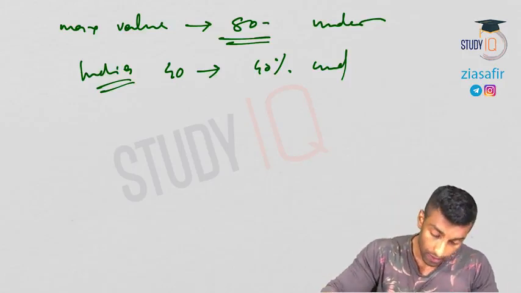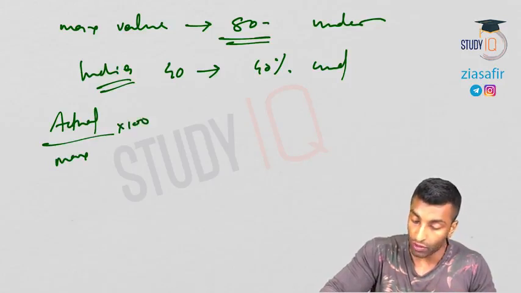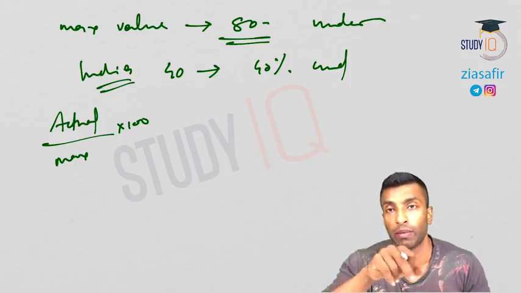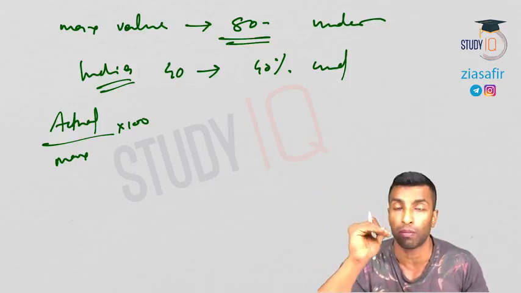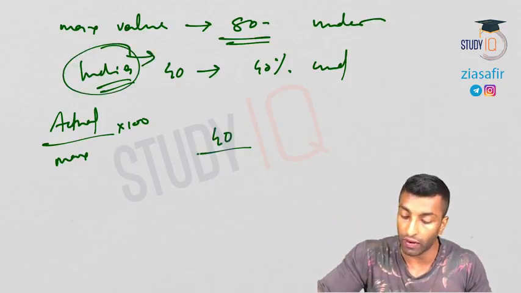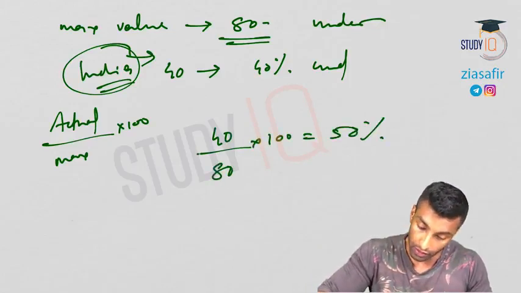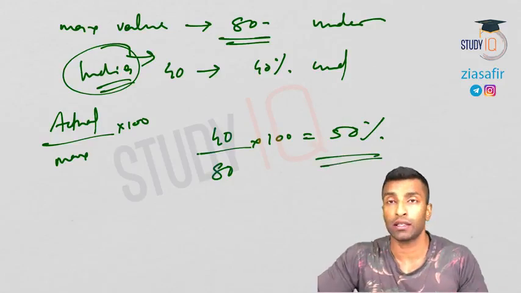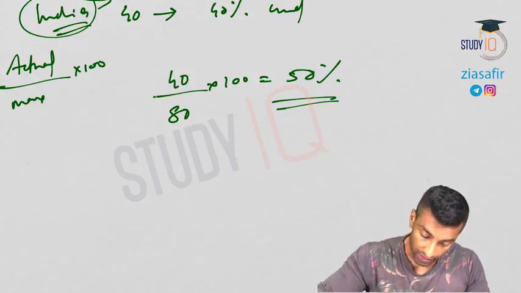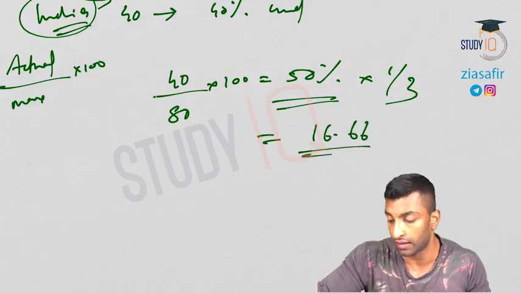Then how will you calculate this? The calculation is like this: actual divided by maximum into 100. So if you remember, in case of dimension index, it was actual minus minimum divided by maximum minus minimum into 100. Here it is actual divided by maximum into 100. So in case of India, the actual value is 40. So I will calculate 40 divided by the maximum value, which is set as 80, into 100. That means 50%. Okay, so this 50% you will get for the first component, and then you will multiply it with the weightage. So what is the weightage in that? 1/3. So like this you will get 16.66.